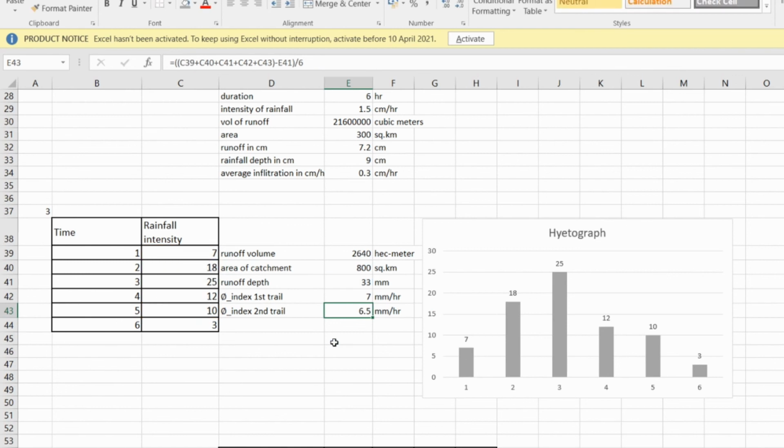Now it has given me that the phi index is 6.5. I can now vouch for this phi index, which is less than all the intensities that I have included. Okay, this is how we determine the phi index. I hope this is very much clear. So if you have any doubt, you can ask me in the comment section. So the phi index is 6.5 mm per hour.